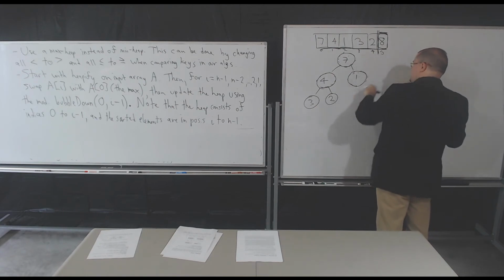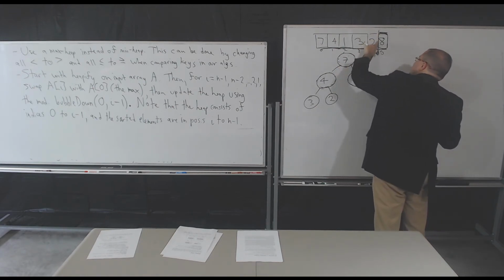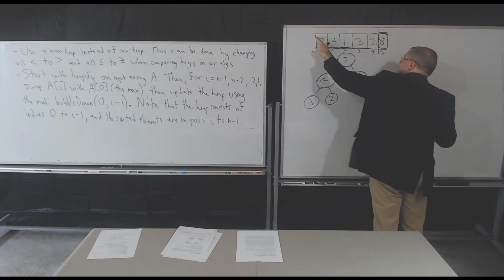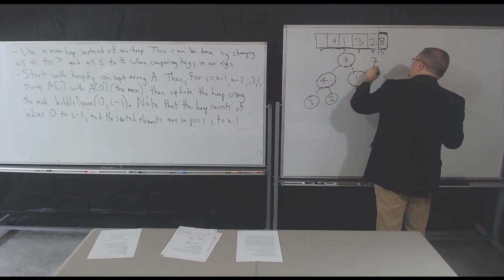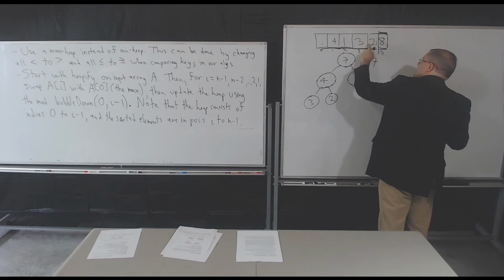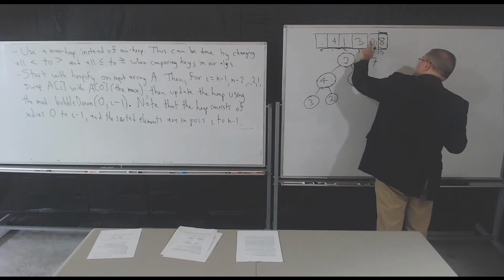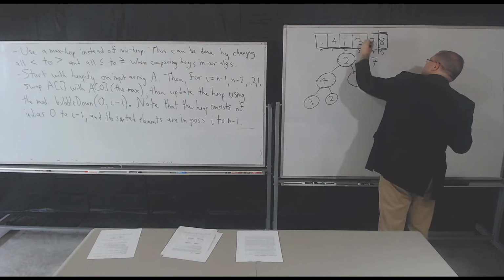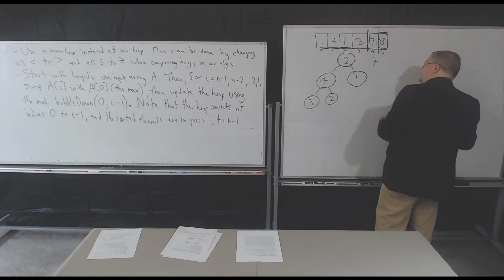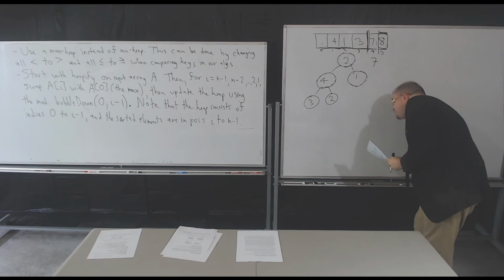Okay, next. Remove the max, 7. So 7 goes, I give it to the weird hermit guy. And then 2 goes up here. Now remember, the heap only exists here now, right?